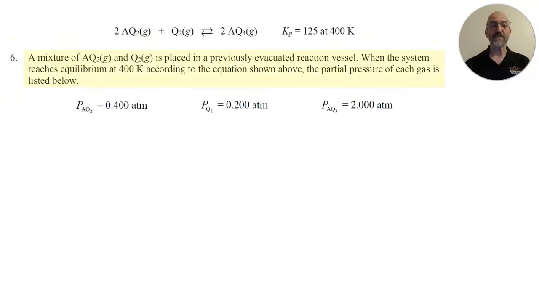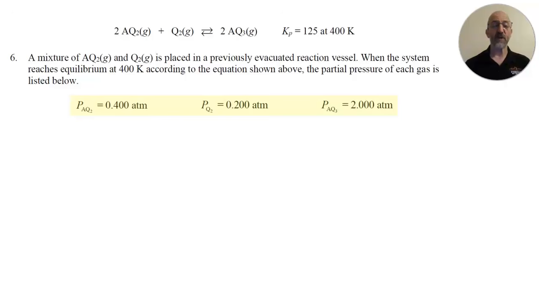So it says in question 6 that a mixture of AQ2 and Q2 is placed in a previously evacuated reaction vessel, and when the system reaches equilibrium at 400 Kelvin, according to the equation shown above, the partial pressure of each gas is listed below. So we have 0.4 atmospheres for the partial pressure of AQ2, we have 0.2 atmospheres for the partial pressure of Q2, and we have 2 atmospheres for the partial pressure of AQ3.